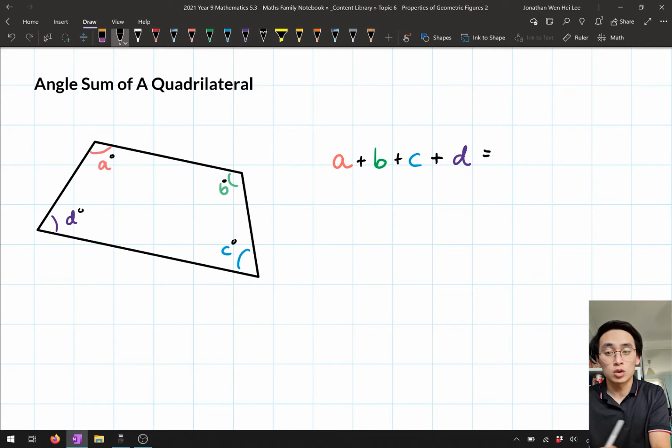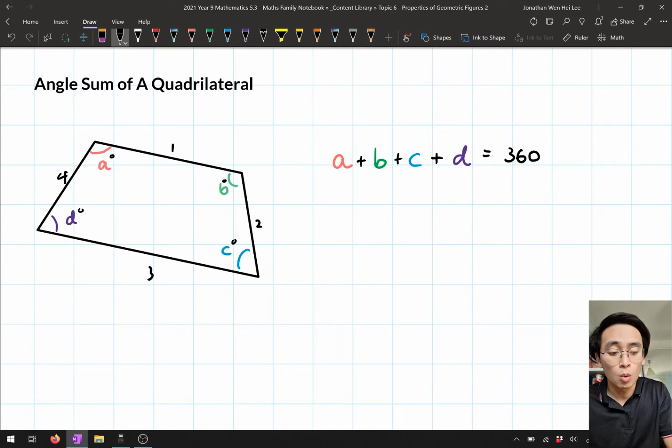If you have a look at this quadrilateral, it's got 4 sides, 1, 2, 3, 4. And we've got 4 angles in there, A, B, C, and D. When I add up all those angles inside my quadrilateral, any 4-sided shape, it's always going to equal 360 degrees. And so we can use this to help us find missing angles.